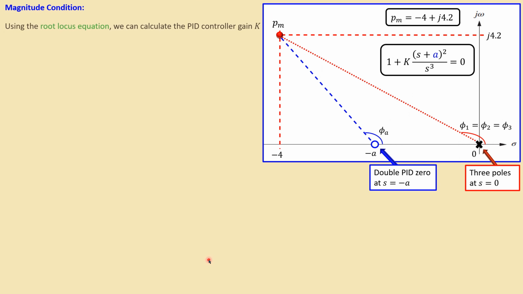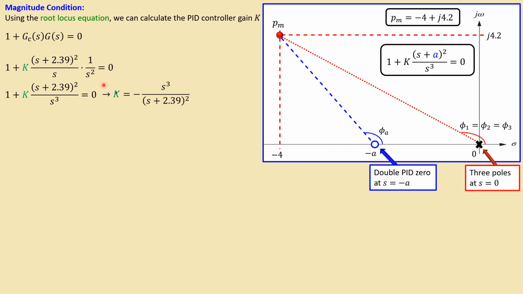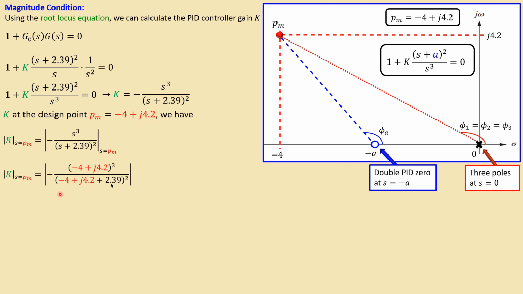So the magnitude condition, this is the next step. In order to calculate K using the root locus equation, once again the root locus equation, you substitute everything in it. You make it simpler, or actually write it down in a simple way, and then you express the K value in the rest of the parameters. So you isolate K. K is then this expression. Now you can do the following. You just substitute everywhere where you see s, this PM, which is actually our design point. Now this is what you get.